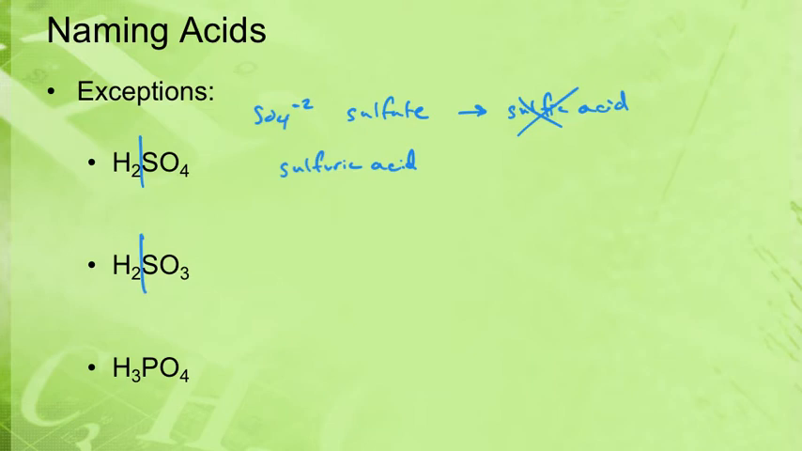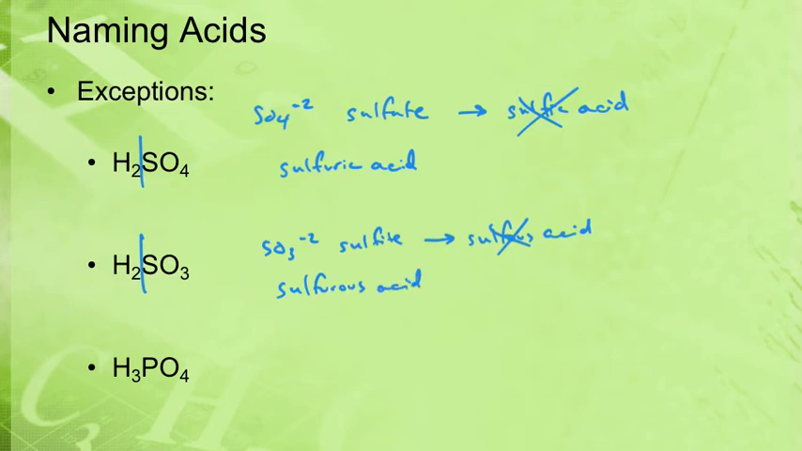Very similar here, H2SO3. That's an SO3, right? That's a sulfite ion, right? You would think that might be like sulfous acid based on our conventions for naming. No, it is sulfurous acid, right? So it looks just like the one right above it there.